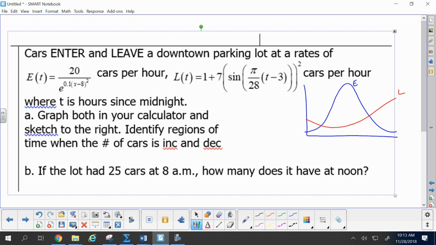Graph both in your calculator and sketch to the right. Identify regions of time when the number of cars is increasing or decreasing. Wouldn't you agree that it's increasing when the enter rate is greater than the leave rate? Yes. Okay. So in this section where the blue curve is above the red curve, then cars are entering faster than they're leaving. So in this section, the number of cars is increasing. You get the idea. Increasing. Okay?